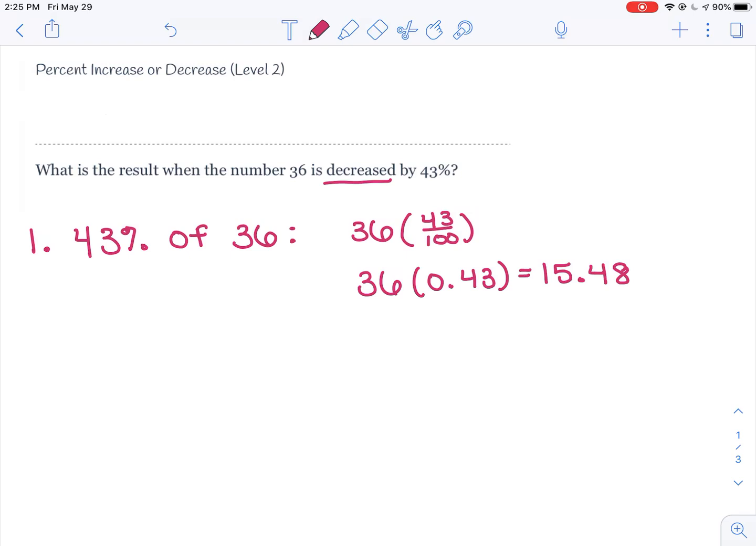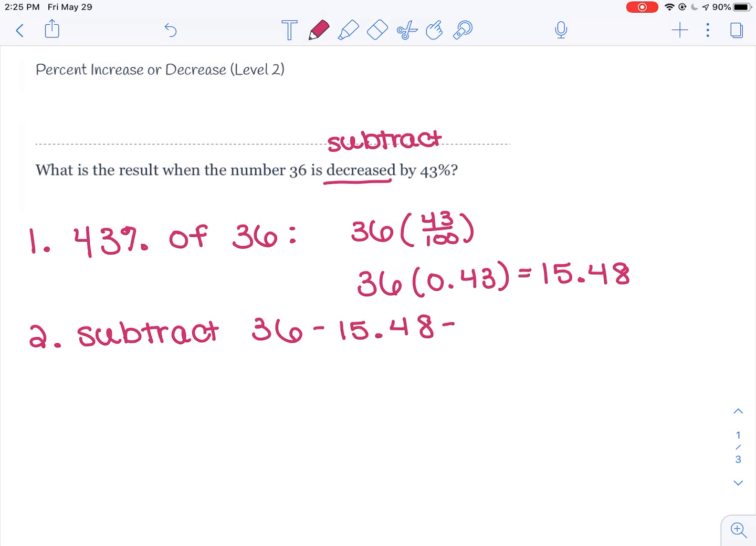Okay, so we need to decrease, so that means we're going to subtract. So the second step would be to subtract the original, which is 36, minus how much we're decreasing it by, which is 15.48. And 36 minus 15.48 is 20.52. So if you think about, like, maybe you were making $36 an hour and you took a different job that was a 43% pay cut, that means now you'd only be making $20.52 an hour. So it'd be a big jump.